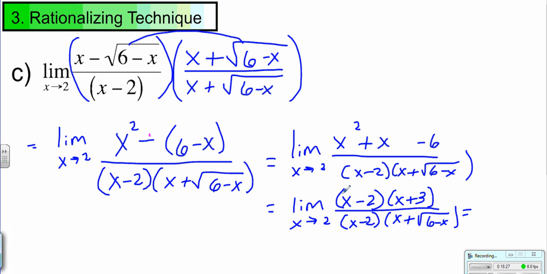I get those canceling. Let's try substitution. I'd have 2 plus 3 on top, making that 5. 2 goes in the bottom. I'd have 2 plus the square root of 4. 2 plus 2 is 4. 5/4. Yay, we could do it. All done. We'll do homework in class tomorrow.